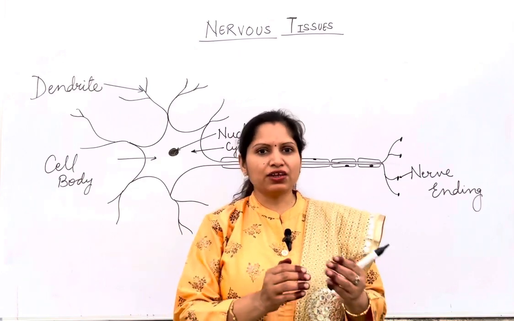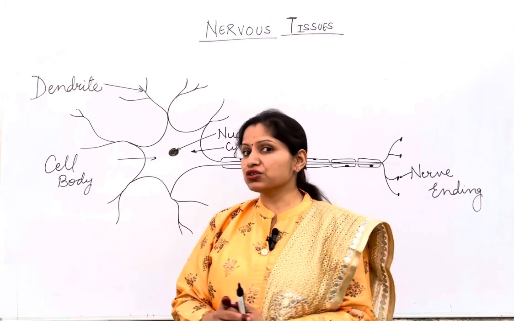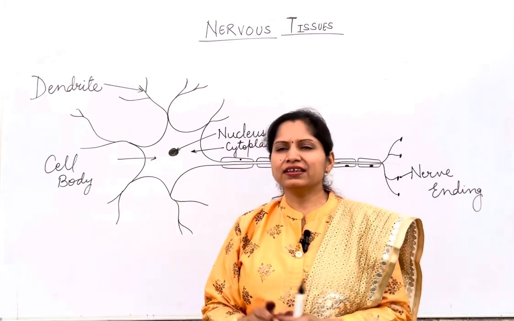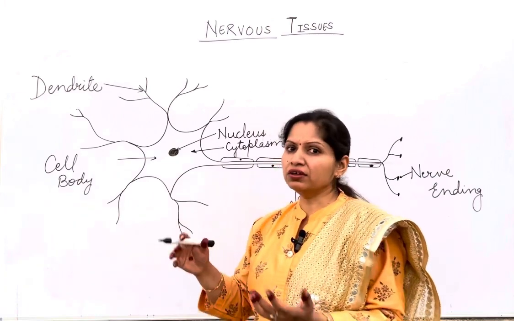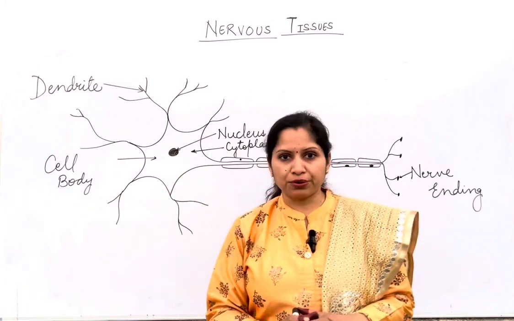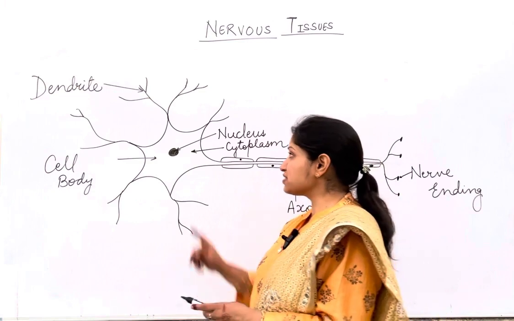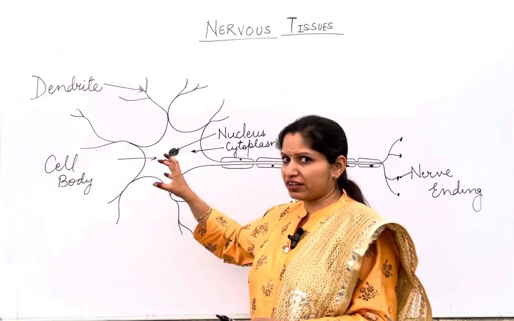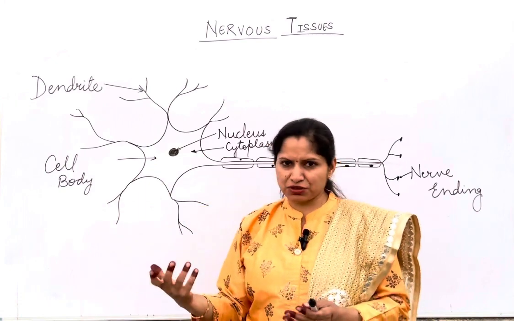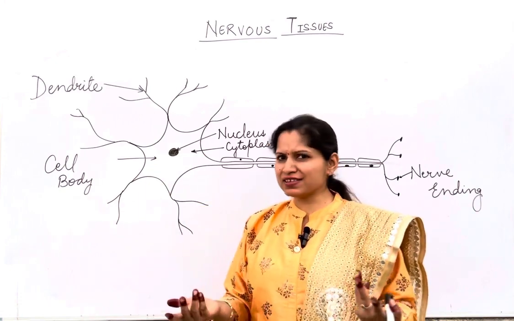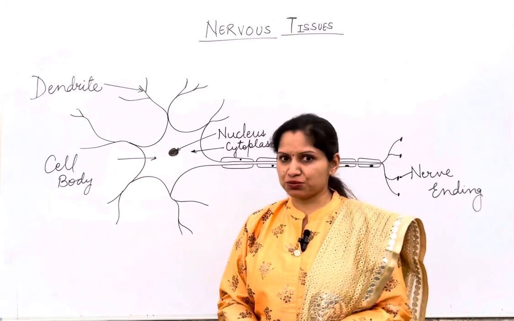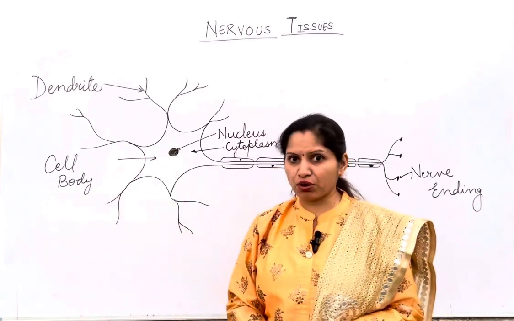The single cell of a nervous tissue is known as a neuron or nerve cell. Now let's take a look at the structure of this neuron. A neuron comprises a nerve cell body, and this nerve cell body has a nucleus and cytoplasm that is there in every cell of the body. This is known as the nerve cell body.